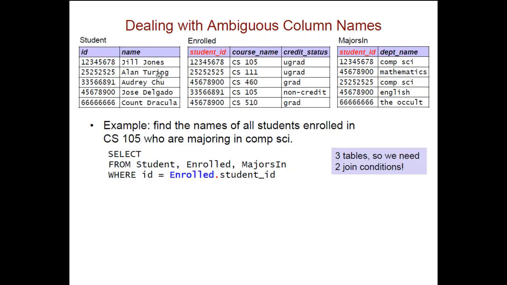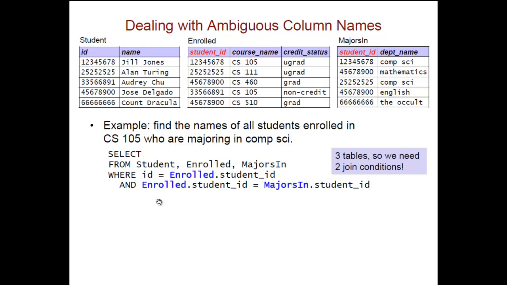So we now have a way of connecting student tuples to enrolled tuples. We still need to bring in the majors in tuples. And one way to do that is to write a join condition that connects enrolled to majors in. In this case, the connecting column in both of the tables is called student underscore ID. And so here again we need to prepend. So we're saying we want the value in the student ID column from enrolled to match the value of student ID from majors in.